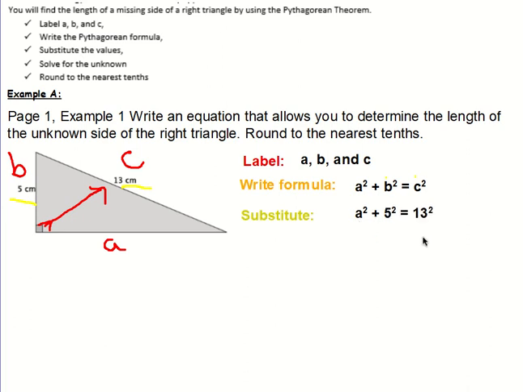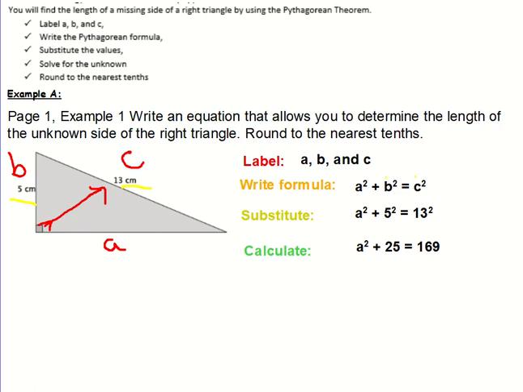So you'd have a squared, a is unknown, so leave it as a. B is 5, so I plugged in 5 for b, and c is 13, so I plugged in 13 for the c. So next step, we have to calculate our values. So 5 times 5, 5 squared, is 25. 13 times 13 is 169. So you get a squared plus 25 equals 169.